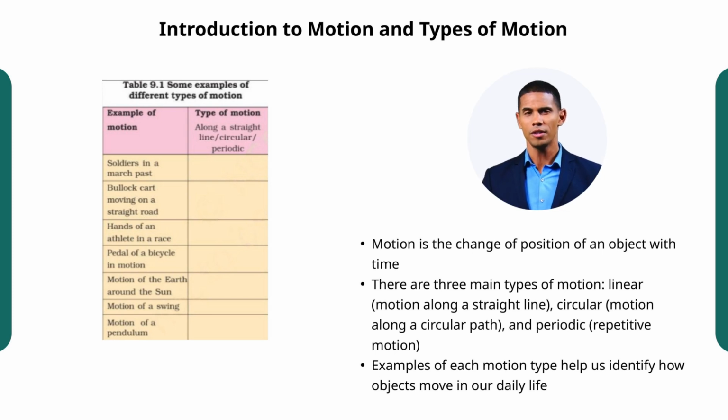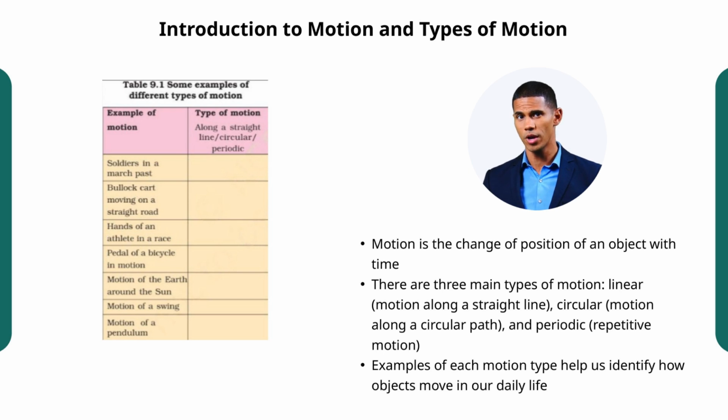Hello, young scientists. Today, let's dive into the fascinating world of motion, how things move around us. Do you remember how in your previous classes you learned about different motions? Yes, motion can happen in different ways: along a straight line, in a circle, or repeating again and again, like a clock pendulum swinging. Looking at Table 9.1 on your screen, you can see familiar examples.